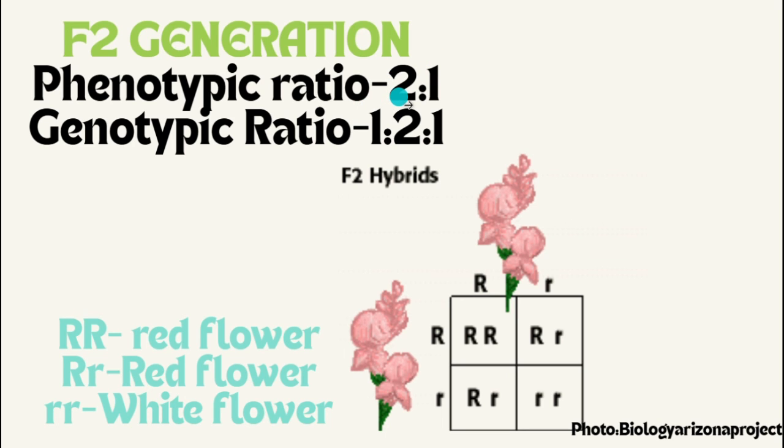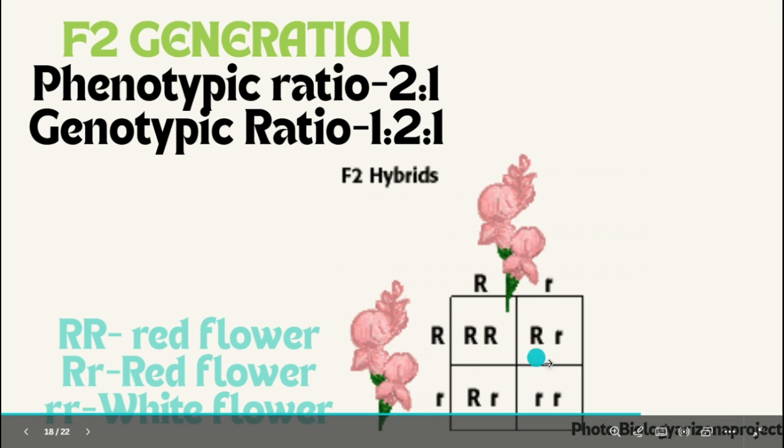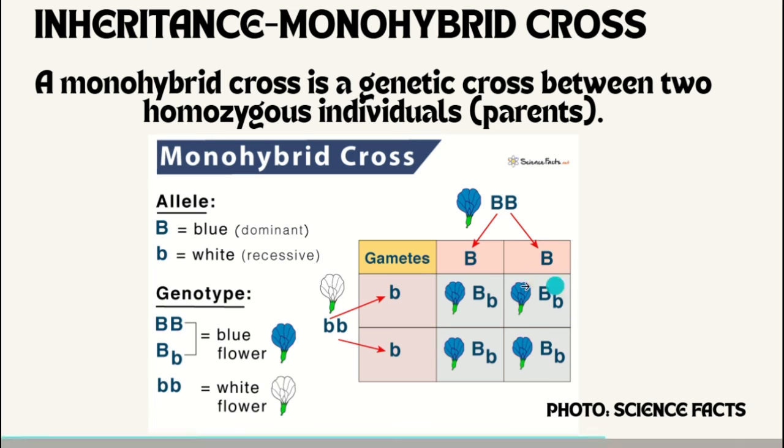So the phenotypic ratio is the physical characteristics. In this case, it's going to be the color of the flowers. So we're going to put 3 red flowers to 1 white flower. So if these flowers have 4 offspring, 3 of them go red and 1 of them goes white. And then the genotypic ratio is going to be 1 big R, 2 big R, little r, and then 1 little r. So that's basically the F2 generation, right?